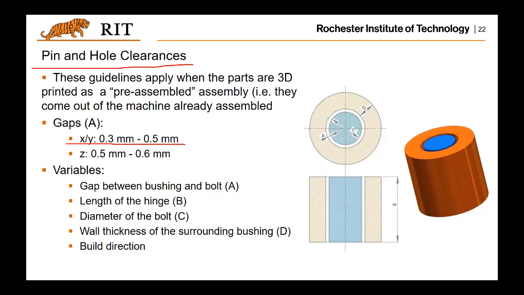Also, there are some variables to make the decision. For example, the gap between the bushing and the bolt, the length of the hinge, diameter of the bolt, wall thickness of the surrounding bushing, and the building directions. So these are all the variables you want to consider if you have such a design which requires the consideration of clearances.